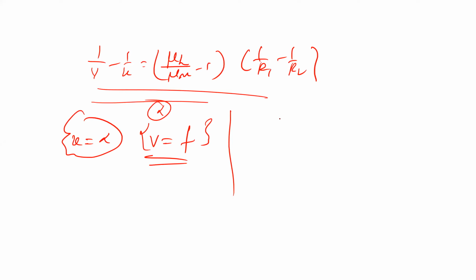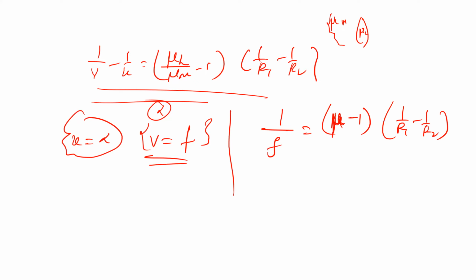So if I substitute that, 1 by focal length is equal to mu L by mu M minus 1, into 1 by R1 minus 1 by R2. Generally they will give mu L, the refractive index of the lens with respect to the medium, and write it in terms of mu. This mu is not absolute mu. This mu is nothing but the refractive index of the lens with respect to the medium. So it is mu minus 1 into 1 by R1 minus 1 by R2.